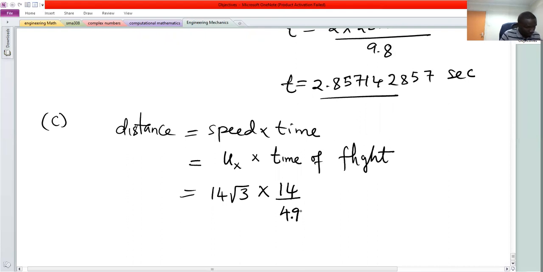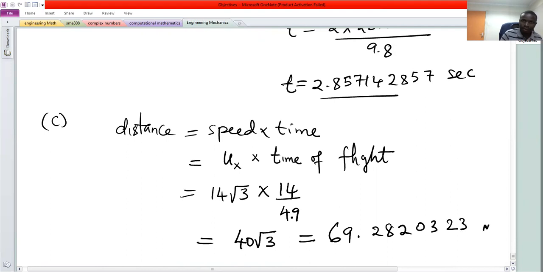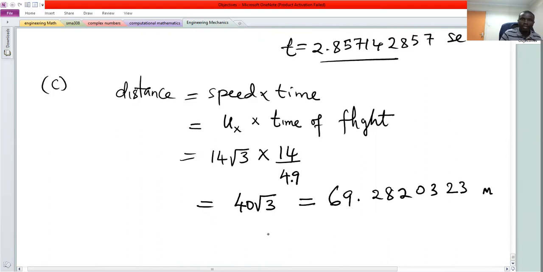So 14√3 times 14 over 4.9 gives us 40√3, which as a decimal is 69.2820323 meters. So it is roughly 69.28 meters to 4 significant figures.